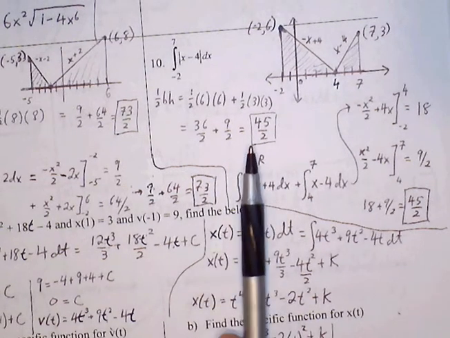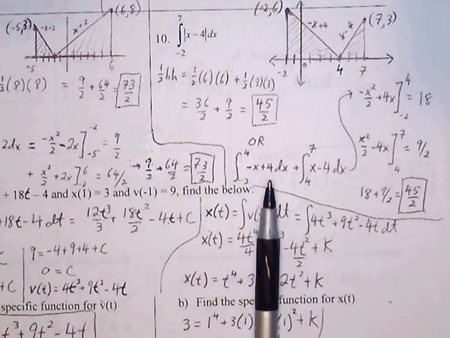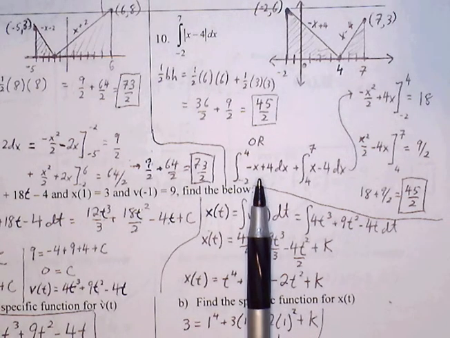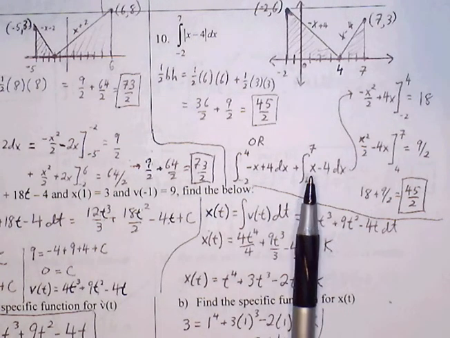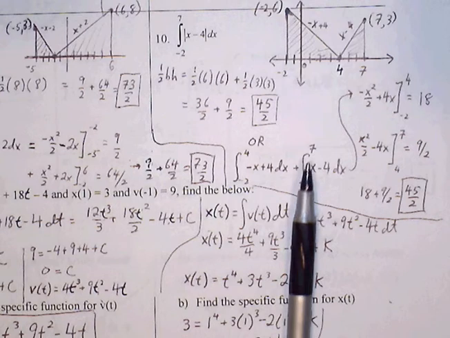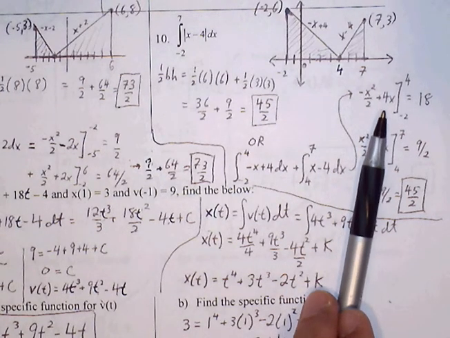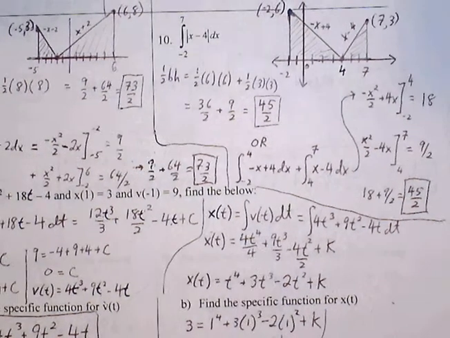We're going to get 45 over 2. Okay, same thing, we can find the definite integral of these two regions: of -x plus 4 from -2 to 4, and then the definite integral of x minus 4 from 4 to 7. We go through power rule, go through and evaluate the upper and lower bounds, and we'll get the same solution that way, 45 over 2.